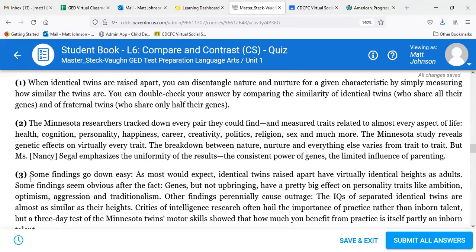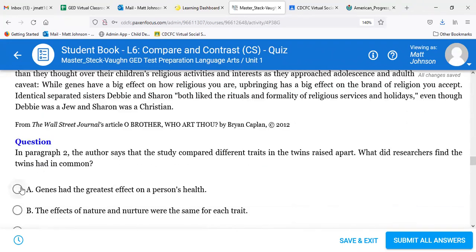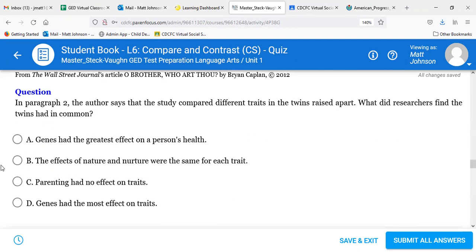And let's see, 3. So in paragraph 2, the author says that the study compared different traits in the twins raised apart. What did researchers find the twins had in common? A, genes had the greatest effect on a person's health. B, the effects of nature and nurture were the same for each trait. C, parenting had no effect on traits. Or D, genes had the most effect on traits.